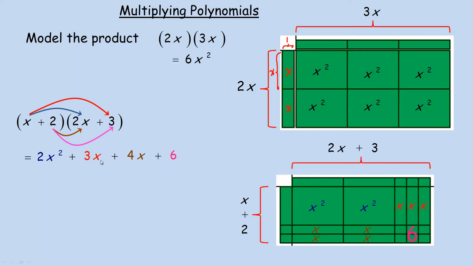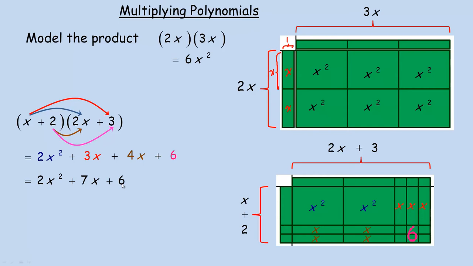And then often, not always, but often, there are some like terms we can combine in the middle. So we wouldn't leave it as 3x plus 4x. 3x and 4x altogether, you see there are 7x's here altogether. And so we would combine those together. 3x and 4x add to 7x. So the final answer would be 2x squared plus 7x plus 6.